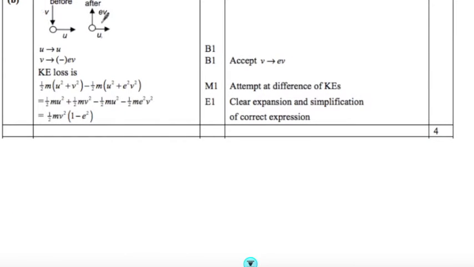So we've got some very similar looking diagrams here. So it's going u to the right, and then showing that basically you get a mark for knowing that the speed's going to be the same afterwards. You get a mark for getting that the speed afterwards is going to be EV. A mark for attempt at difference of KEs, so that's kind of what we did there. Clear expansion simplifications, hopefully mine was clear, and then getting to the answer.